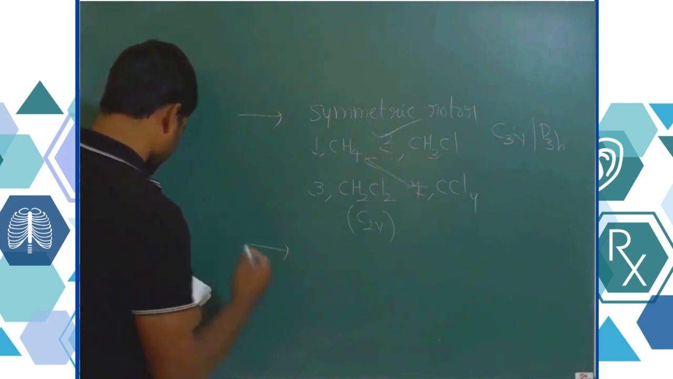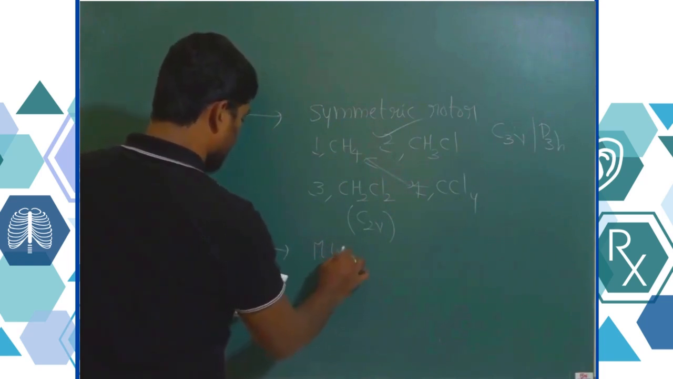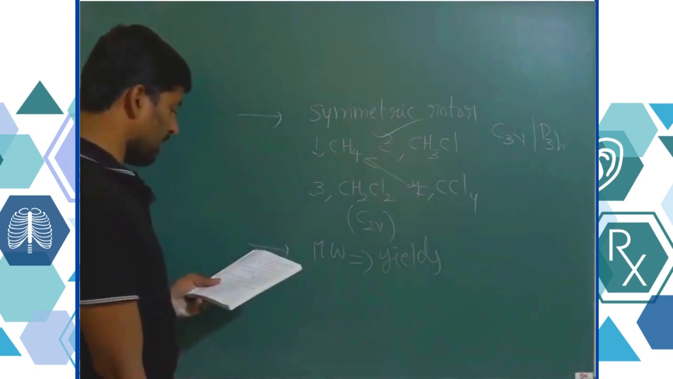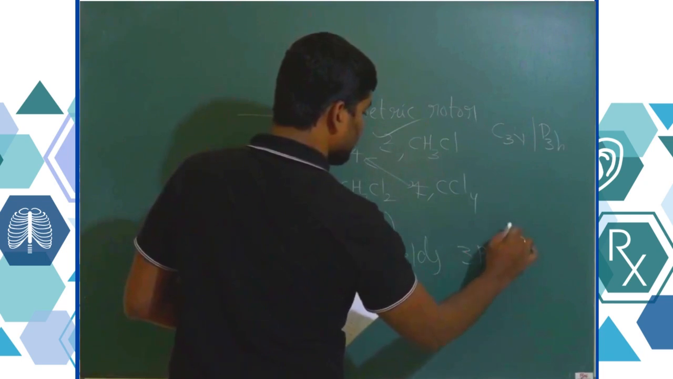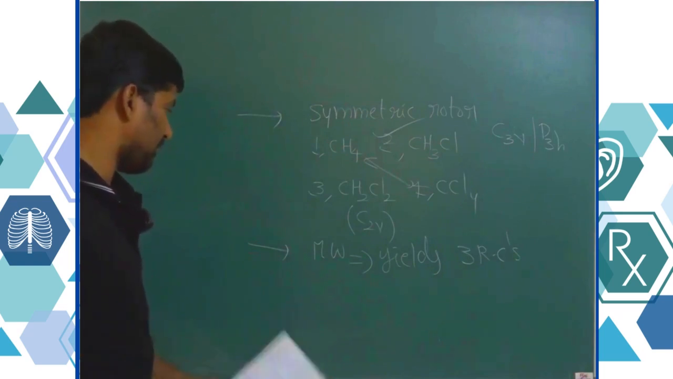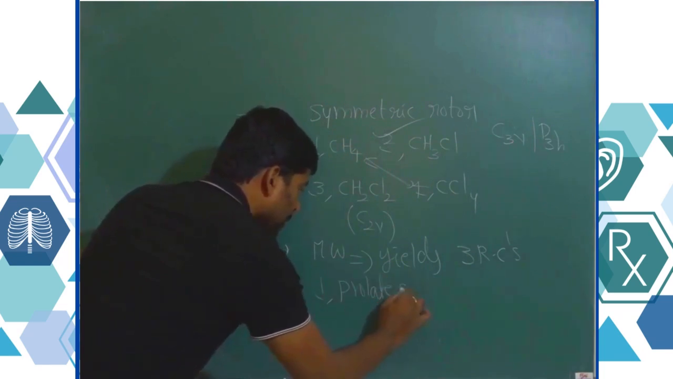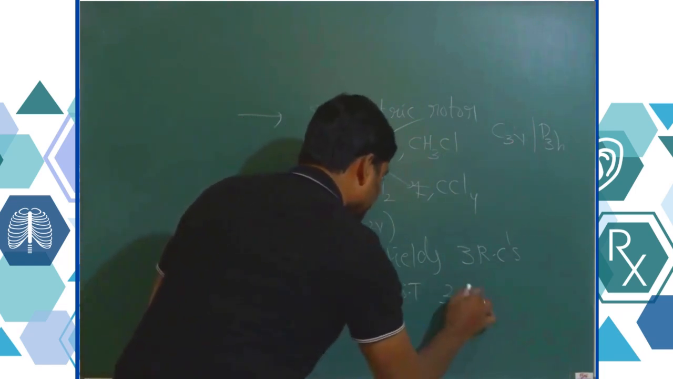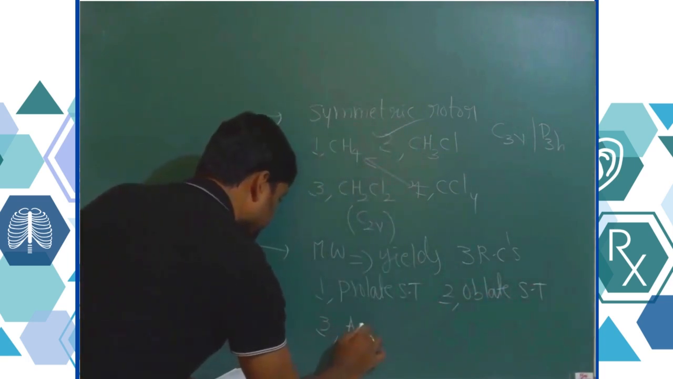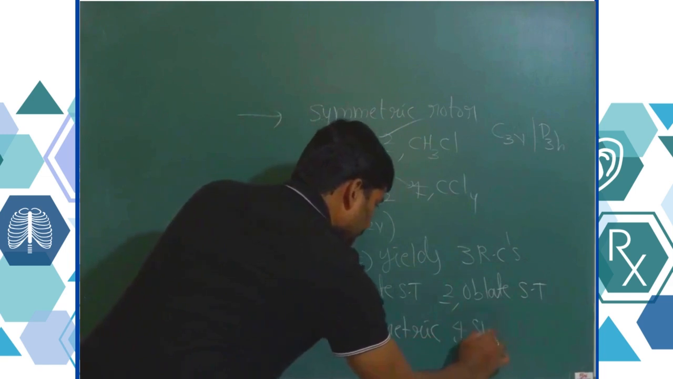Once a question is given like this: the microwave spectrum of a molecule yields three rotational constants. The molecule is: prolate symmetric top, oblate symmetric top, asymmetric top, or spherical top.